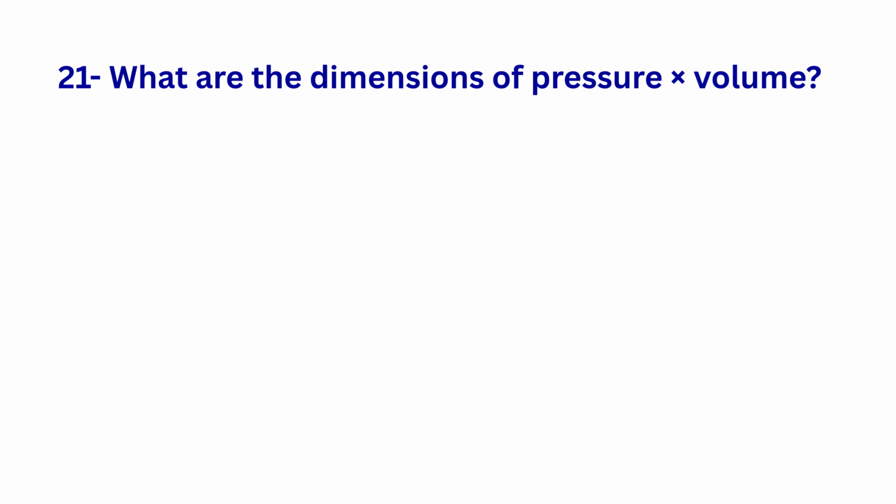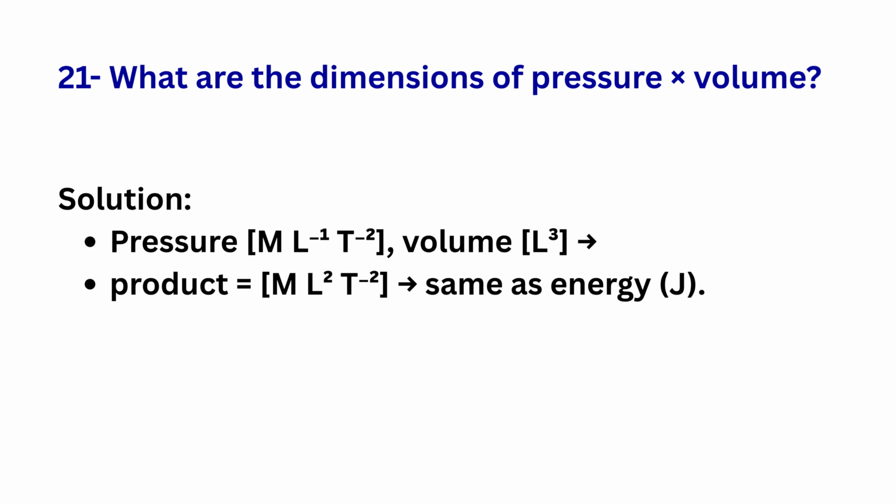Question 21. What are the dimensions of pressure multiplied by volume? Pressure is M L to the power of minus 1, T to the power of minus 2, and volume is L cubed. Multiply them, and we get M L² T to the power of minus 2, the same as energy.